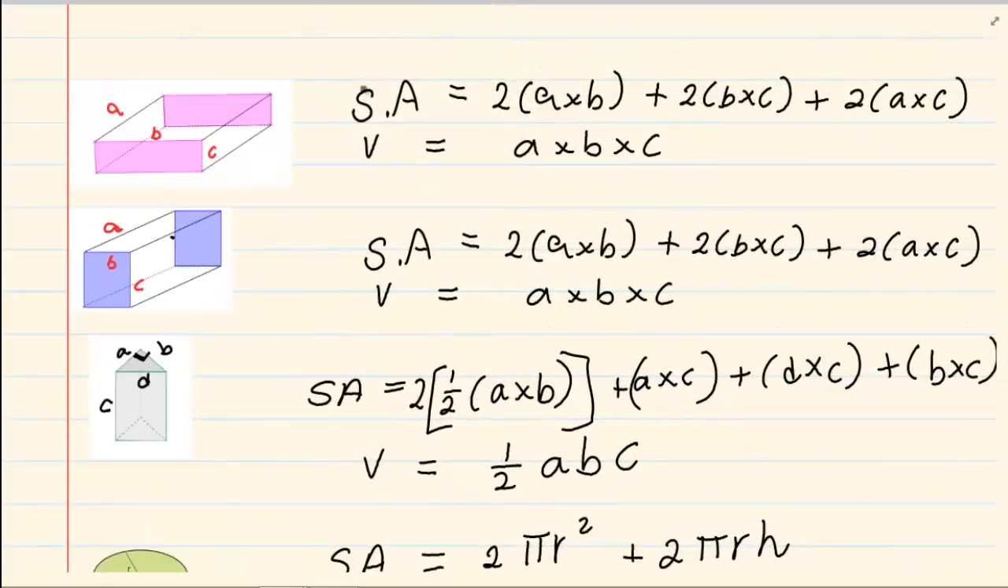We know that the surface area of a rectangular prism is equal to 2 times the one side, 2 times the other side, and 2 times the third side. And the volume is length times breadth times height, which in this case would be A times B times C. And exactly the same thing works for a square-based prism. Now let's go to a triangular-based prism.